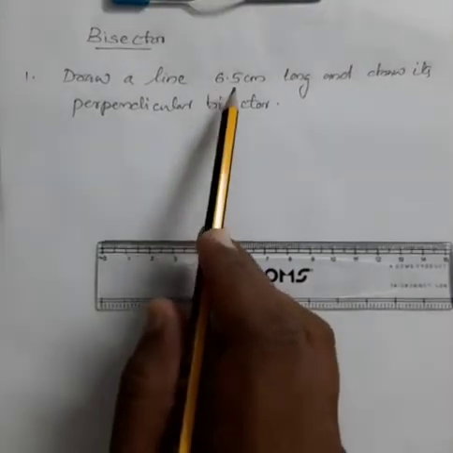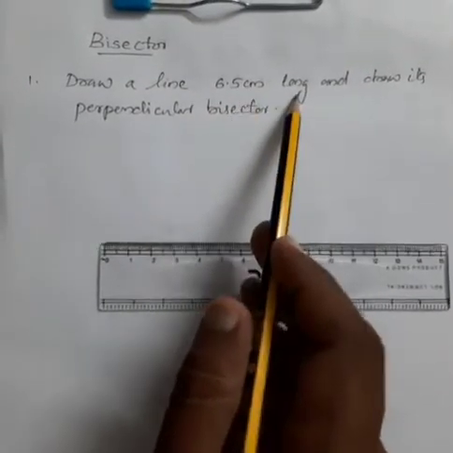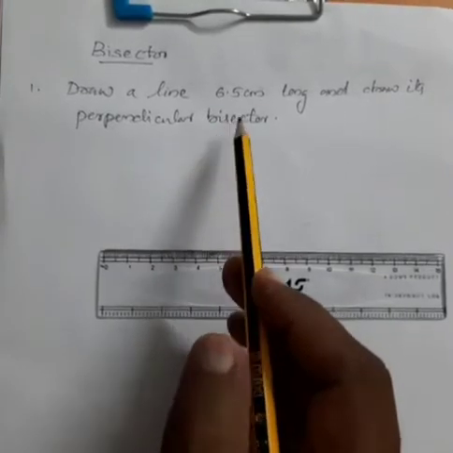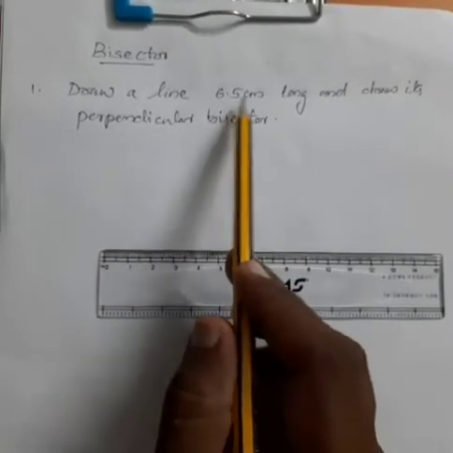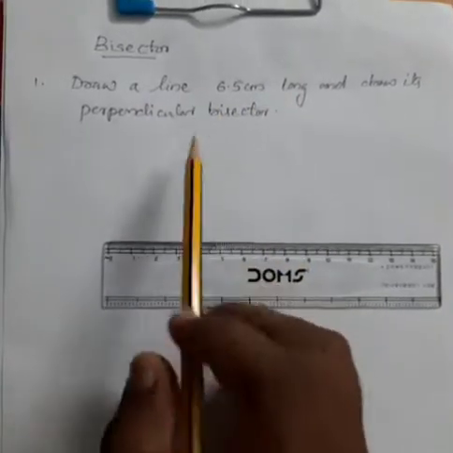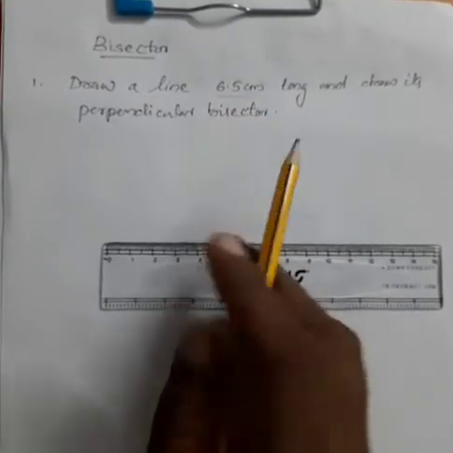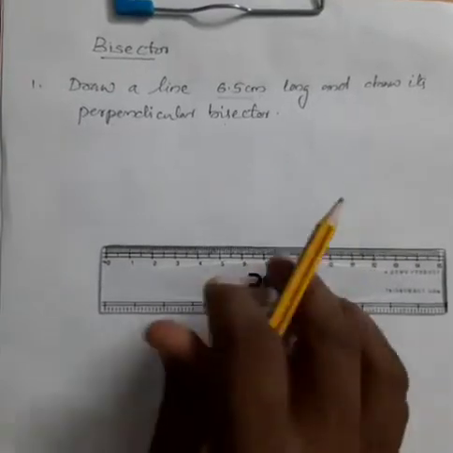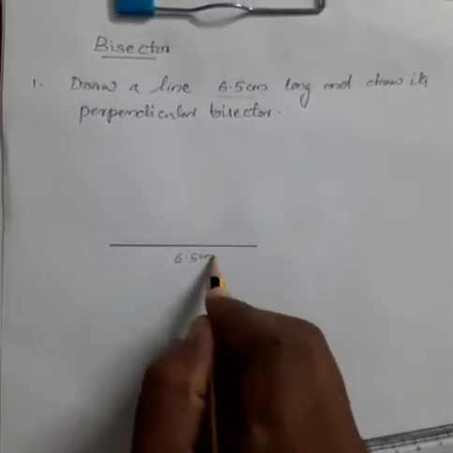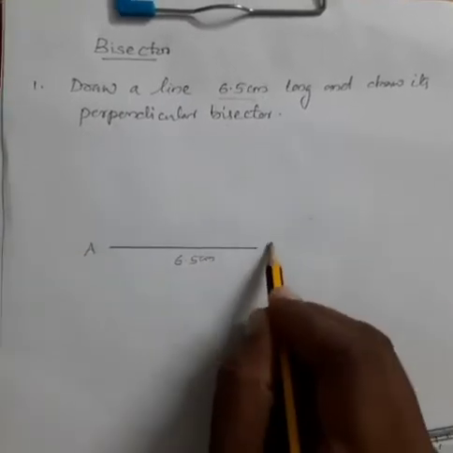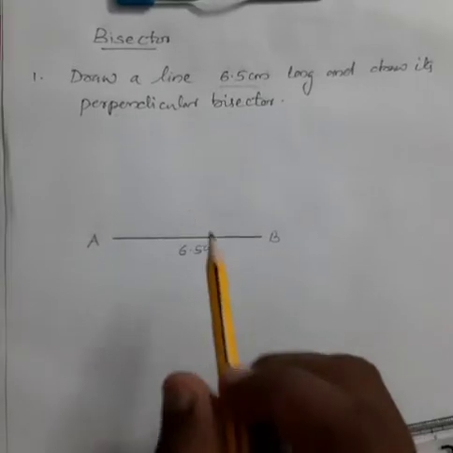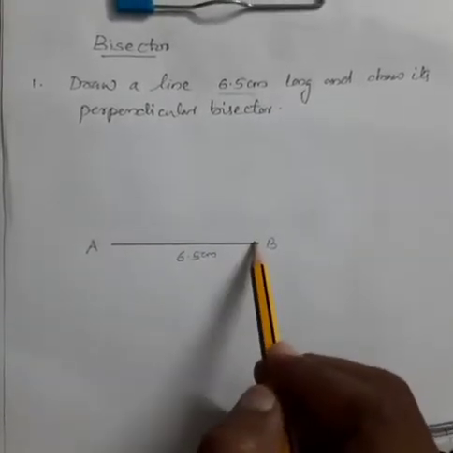Draw a line of 6.5 centimeter long and draw its perpendicular bisector. So perpendicular bisector of a 6.5 centimeter line you have to draw. For that, first you have to draw 6.5 centimeter using the scale. So 6.5 centimeter line AB you have to draw with the help of scale and pencil. Then you have to draw the bisector for this line.